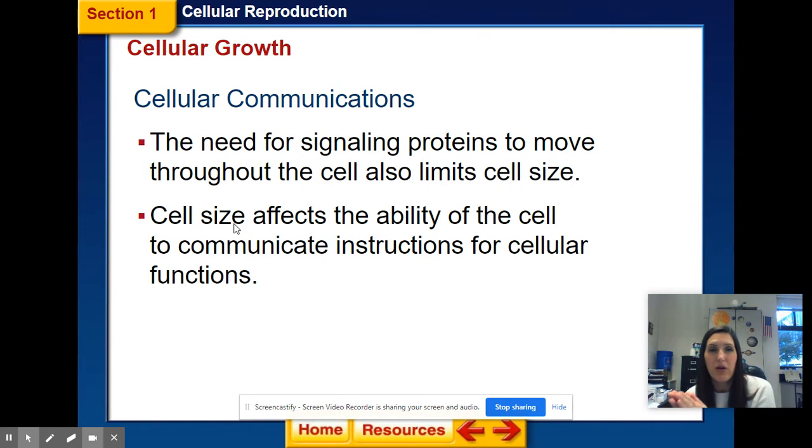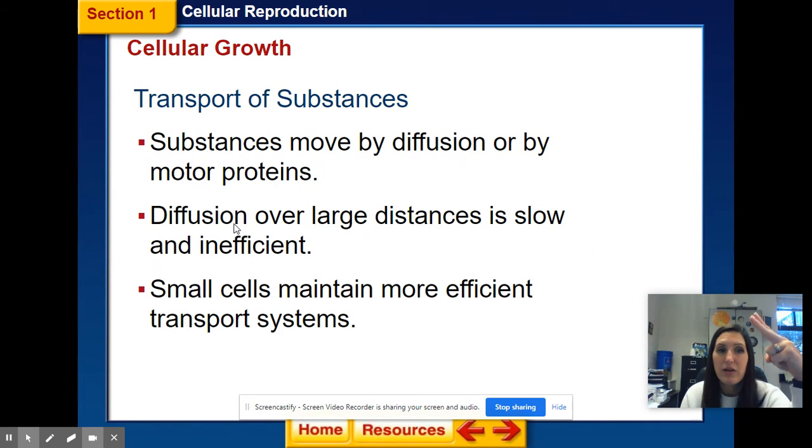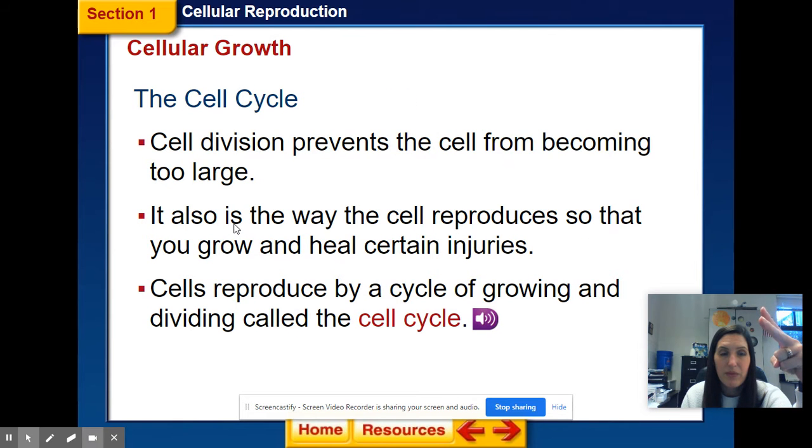But what if the ER was far away from the Golgi and the message got lost? It was hard to communicate the signals. It's hard to even reach the nucleus to tell it to make the protein to begin with. So a small cell is better. Why? Cell communication, transport. Okay?